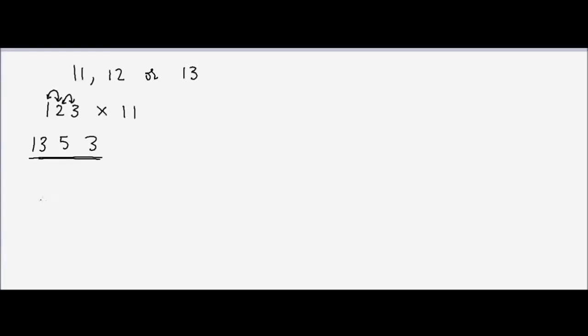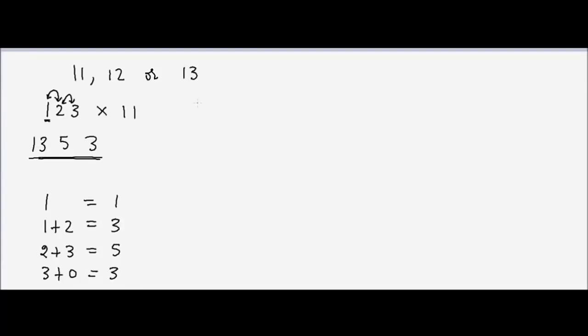Again, how did I do this? My first digit is the same as the first digit we have here. My second digit is 1 plus 2, which is first digit plus second digit. My third digit is second digit plus third digit, and the last is the last digit plus 0, because we have nothing else left. So that will be 1 3 5 3. That's my answer, 1353.